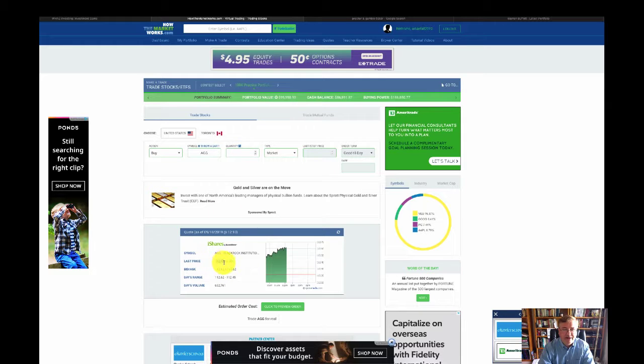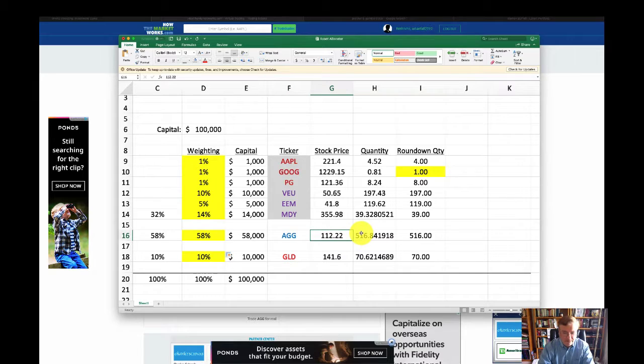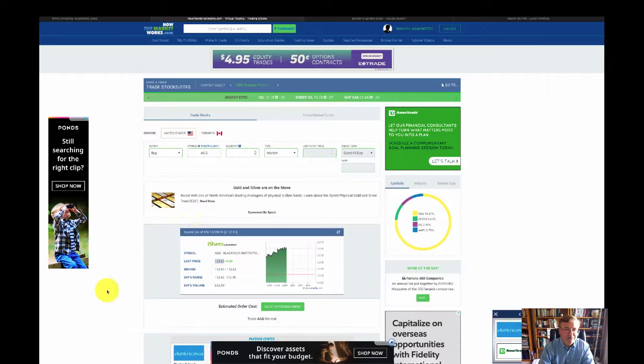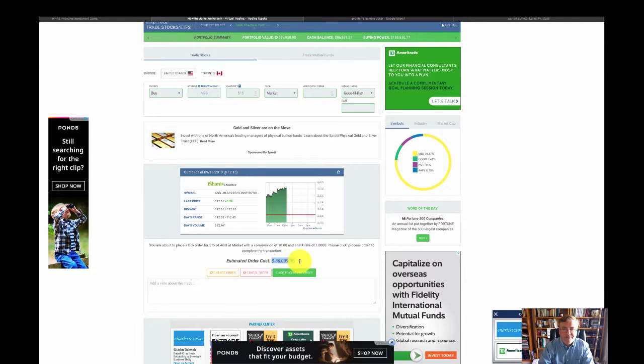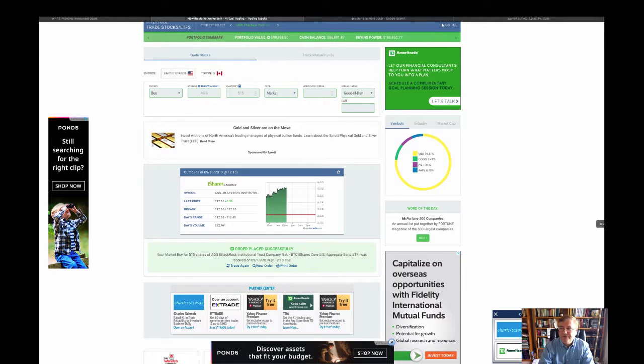Okay, its last trade is at 112.61. So that's 515 shares. Market order, click to preview. Estimated cost, $58,000 and change. Click to confirm. Order placed successfully.